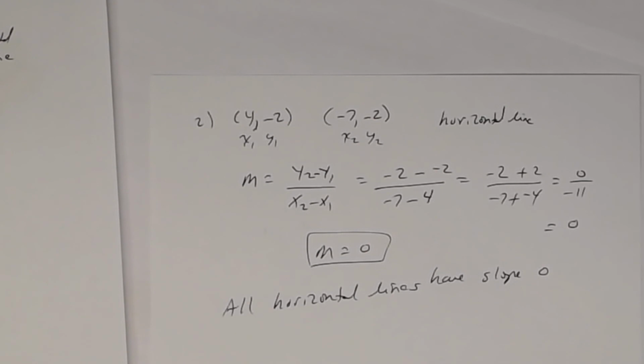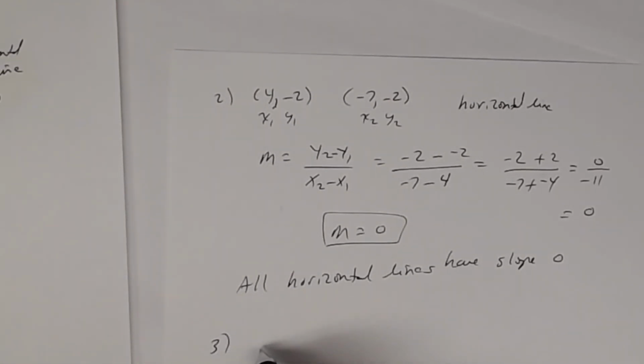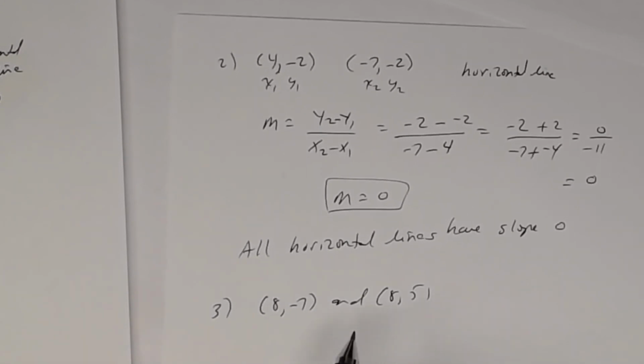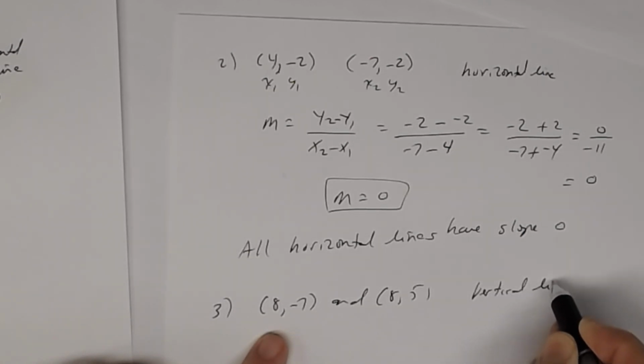Now let's look at number 3. Number 3, we have 8, -7, and 8, 5. Some of you can recognize this right now. You notice the x-coordinate is the same. So since the x-coordinate is the same, is this a vertical line or horizontal line? Well, it's a vertical line, but let's suppose you miss that and said horizontal. Just draw the graph. You'll see that it is going to be a vertical line.